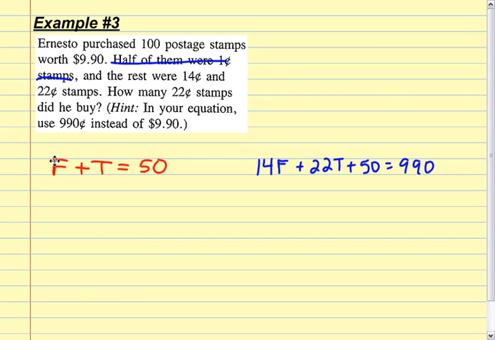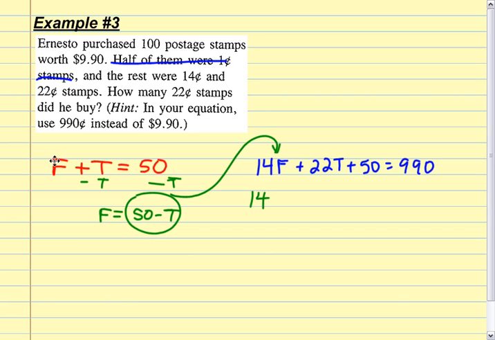Subtract the T. You want me to subtract T from both sides? And what does that give us? Then you have F equals 50 minus T. And what do I do with that? Then you plug it into the other equation. Put it in for F there. So 14 times 50 minus T, plus 22T, plus 50 is equal to 990.